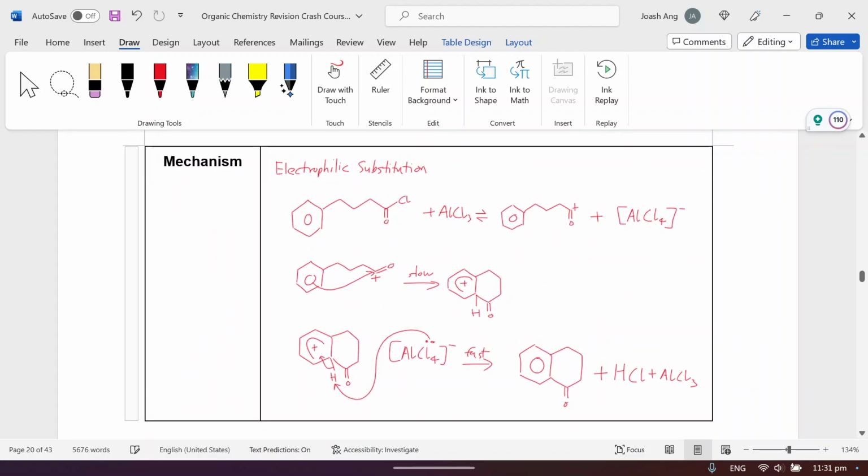As you can see over here, because we are using AlCl3 to make a stronger electrophile, we would get rid of the Cl atom right here to form our stronger electrophile right here. So to make the carbonyl carbon a positively charged carbon. And then we will see that the nucleophile attacks the electron deficient carbonyl carbon. And the other steps are the same as the steps that we have gone through before.